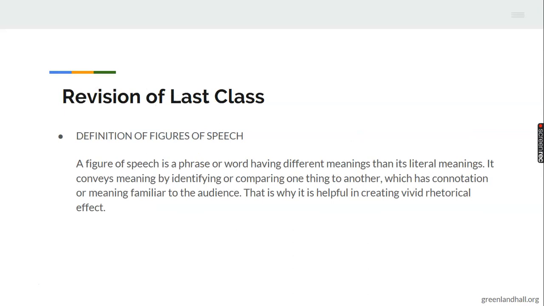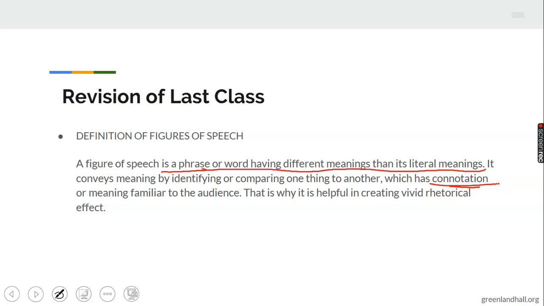Last time I told you that a figure of speech is a phrase or word having, note this, a meaning different from its literal meaning. Literal meaning, that is, the meaning of words used in literature are figurative in form. They convey meanings by identifying and comparing one thing. They compare and contrast. And these things have connotation, that is, they are connotative in meaning, and they sound familiar to the others.